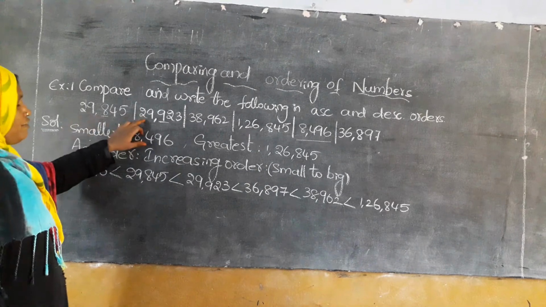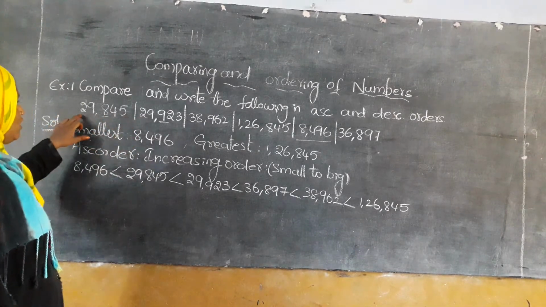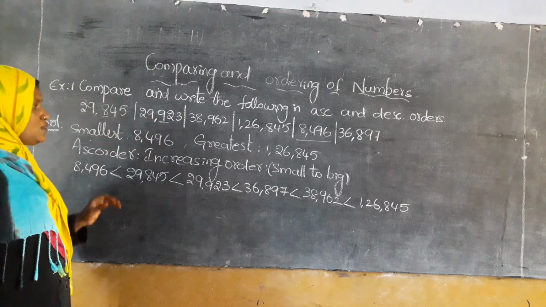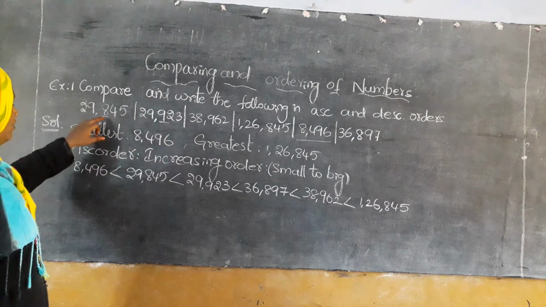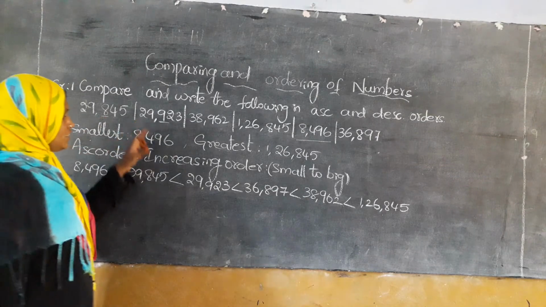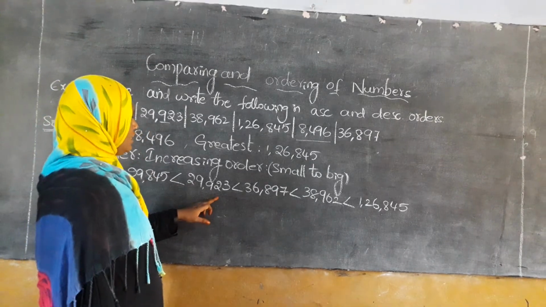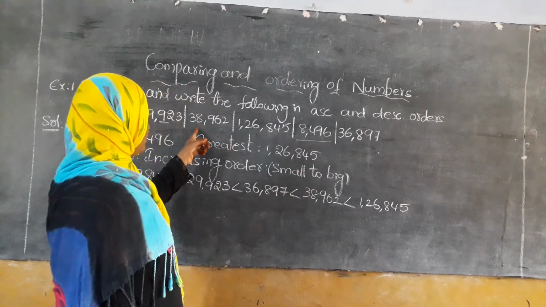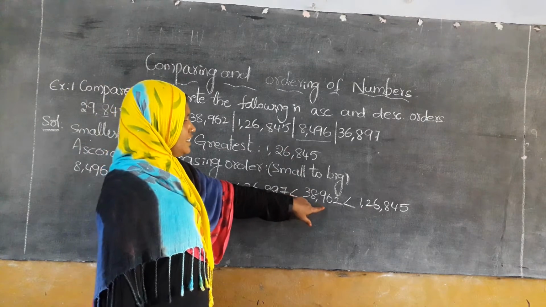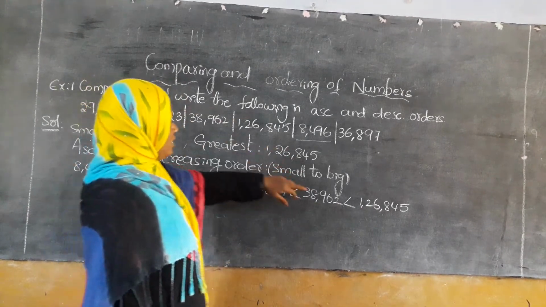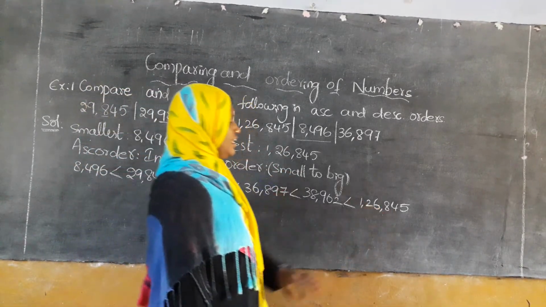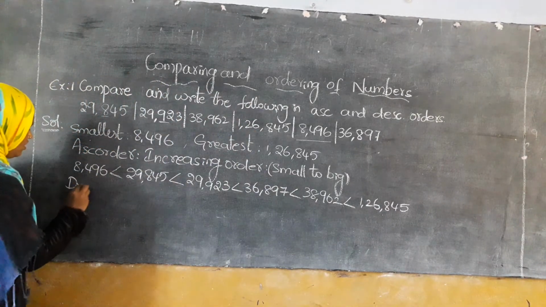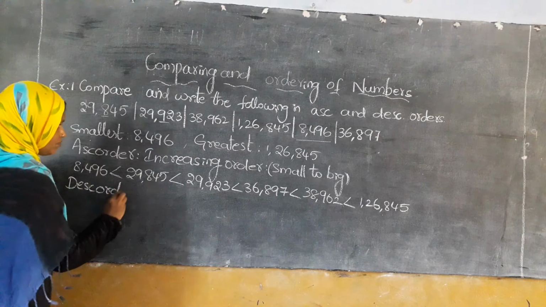In this, the first two digits are the same. There is a 29 and 29. So you move to the next number. It is 8 and it is 9. Which is smallest? Obviously, we get 29,845. After that, 29,923. Then 36,897. After that, 38 is bigger. That is 38,962. After that, 1,26,845.